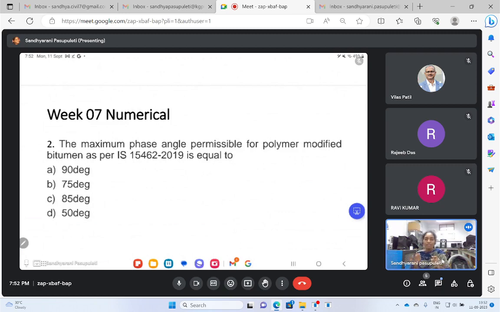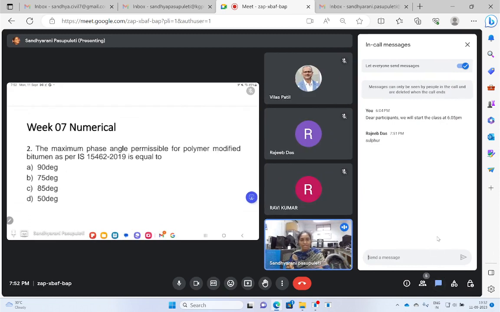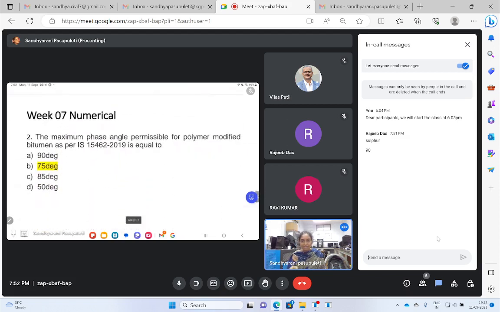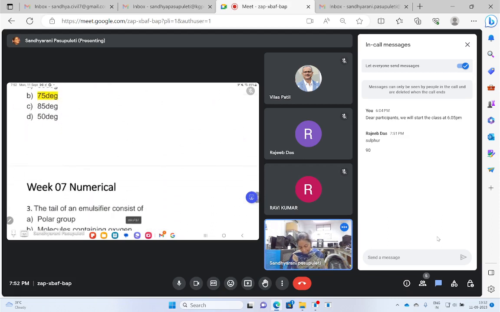Second question, the maximum phase angle permissible for polymer modified bitumen as per IS is. So I told that we need to limit the phase angle value, but I did not tell how much to limit. Any idea? Maximum how much we should limit? If the maximum is 90, then it will go into the viscous phase. So we do not want our phase angle to be very high. We have to limit that so that elastic properties in the modified bitumen still will be there. So here that would be 75 degrees according to the code. So we test the phase angle, and it always should be 75 degrees.